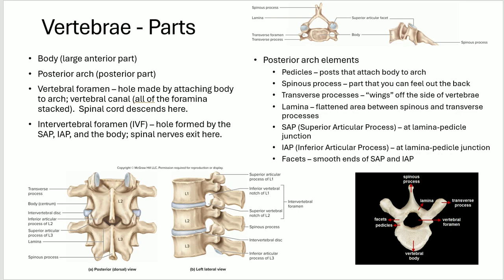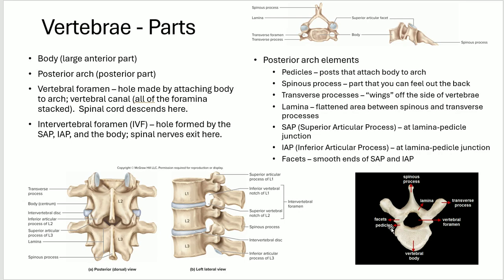And now we're going to talk about parts of the vertebrae. A few diagrams here. The vertebral body is the large anterior part. So the vertebral body is this part. The posterior arch is the entire back half. So the spinous process right here, that's what sticks out. That's what you can touch. That's the posterior part. So this is the entire back half.